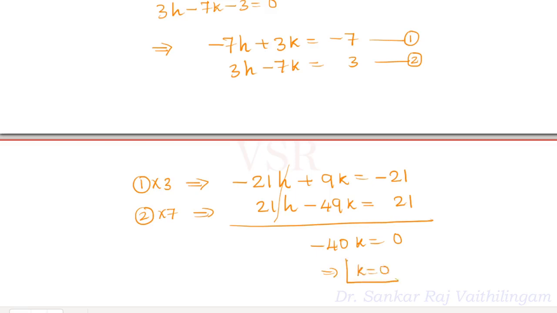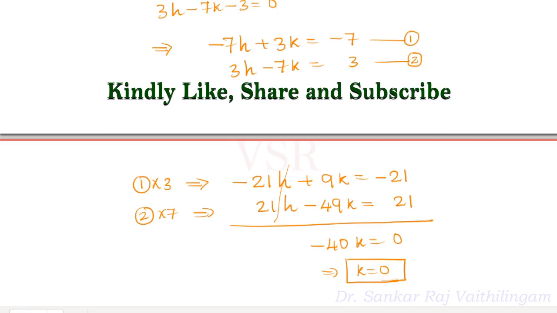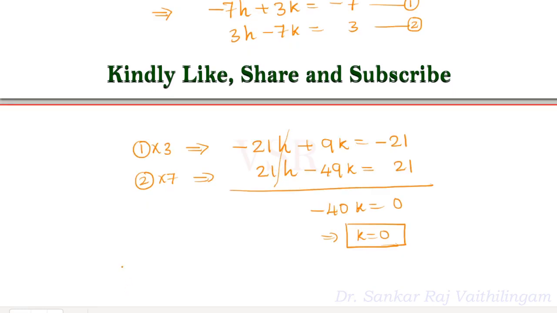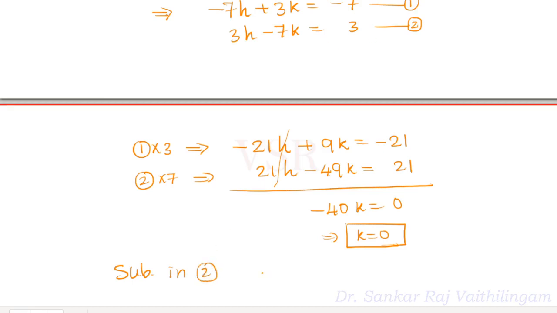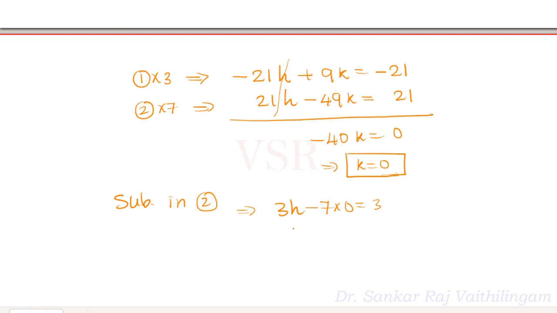k வந்து என்னது? 0ன்னு கண்டுபிடிச்சிட்டேன். இப்போ k 0 அப்படின்னா இதை கொண்டு வந்து இந்த ஈக்குவேஷன்ல சப்ஸ்டிட்யூட் பண்ணலாமா? Substitute in equation 2. So we will have, அப்ப என்ன கிடைக்கும்? This implies that 3h minus 7 times 0 which is equal to 3. அப்போ 3h equal to 3. So this implies that h equal to 1. Okay, h equal to 1.